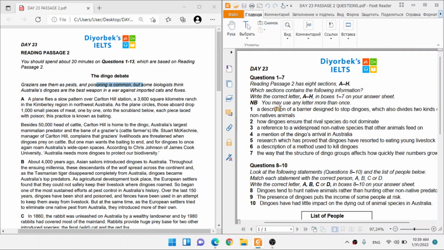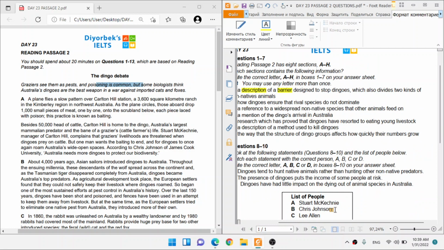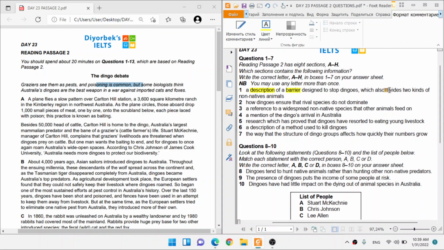Now, a description is really important, guys. So it has to describe, using words, a barrier designed to stop dingoes, which also divides two kinds of non-native animals. How is the keyword. Dingoes ensure that rival species do not dominate. And a reference, when they say reference, it's just one sentence, usually to a widespread non-native species that other animals feed on. And mention a similar reference of the dingo's arrival in Australia.